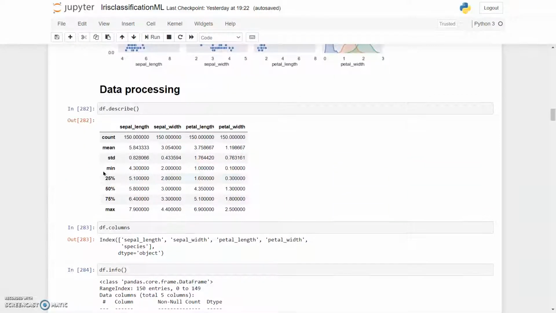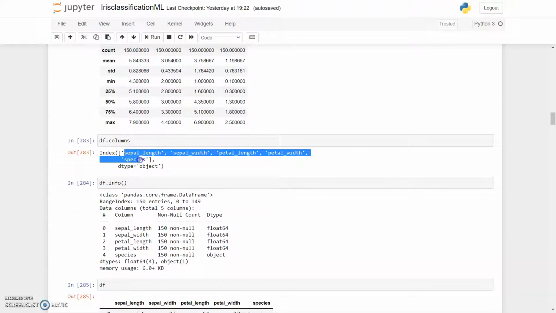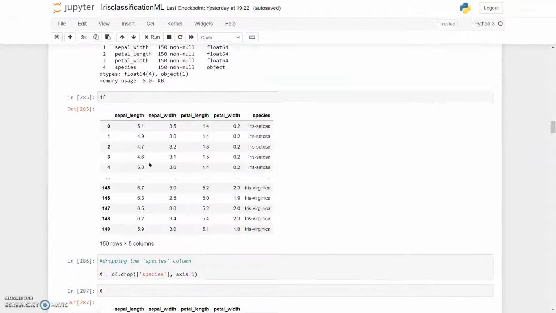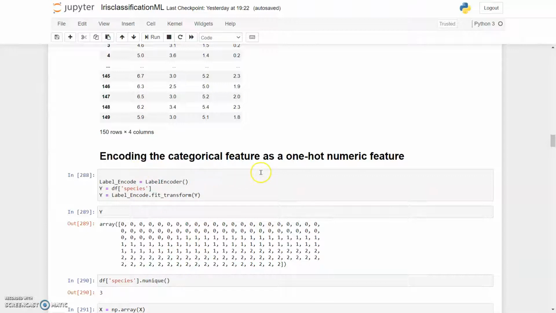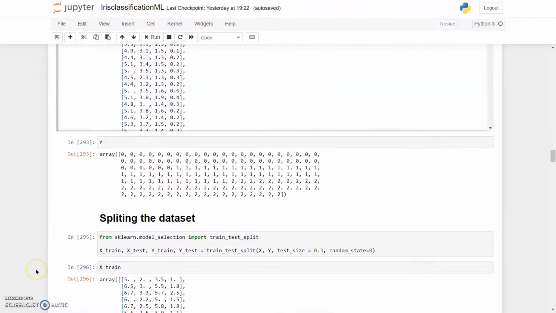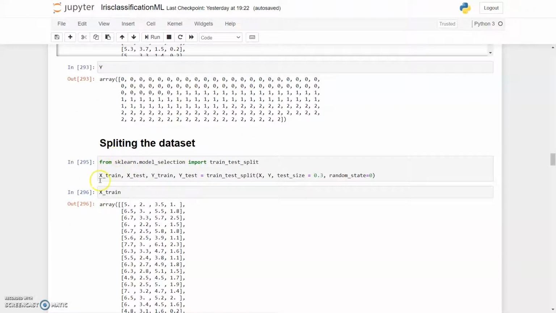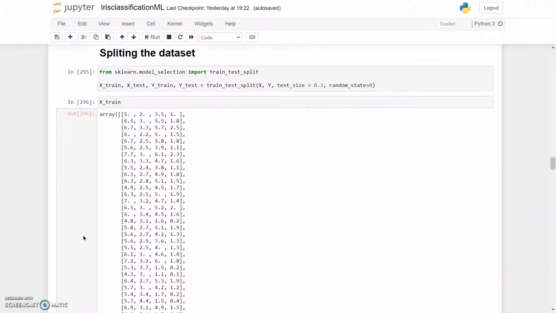For data processing I have used different functions, and the describe function is basically used to summarize the statistical properties of the data set, and after that I have checked for the columns, and then I have done the encoding of the categorical feature as a one hot numerical feature. Then I have prepared a new array. Now I'm splitting the data into testing and training data set, in the ratio of 70:30, where 70% is used for training and 30% is held back for the validation of the data.